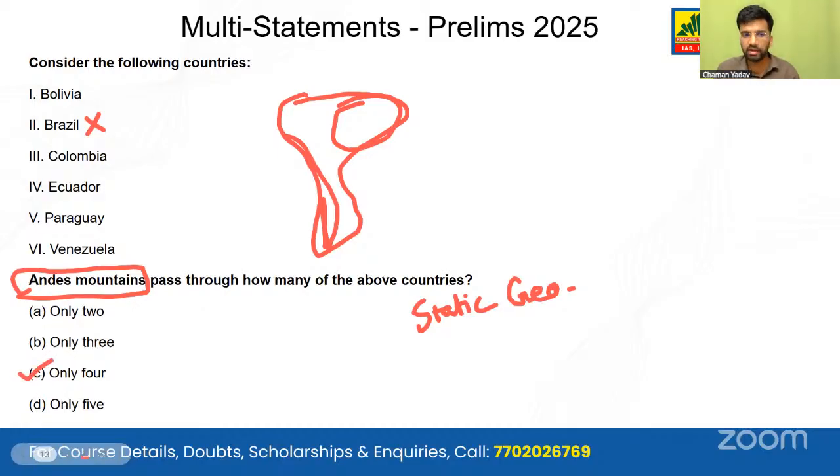So we know that currently only 4 of these countries, Venezuela, Ecuador, Bolivia, and Colombia. We have to know all 4 countries, like all the countries through which the Andes mountains pass. Then only we can arrive at the correct answer.